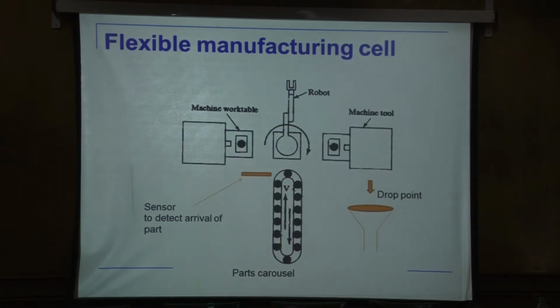This is a little bit more, so the programs can get more and more complicated. This is a more complicated program where there is a parts carousel, and there is a sensor to detect the arrival of the parts. So after the part arrives, then it informs the robot. The robot picks it up and puts it into this work table. Okay. Now after machining is over, again this table has to tell this robot, it will pick it up and put it here. Okay. After machining is done here, then it will take it up and put it here.